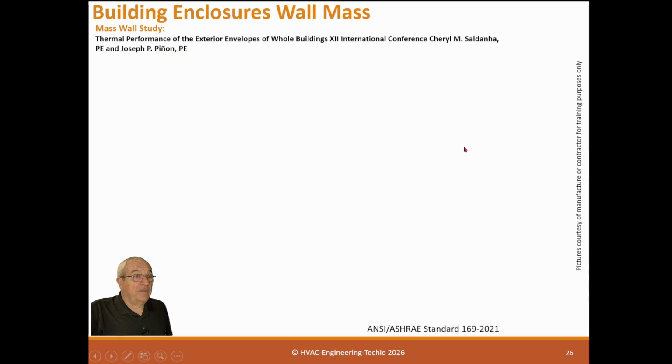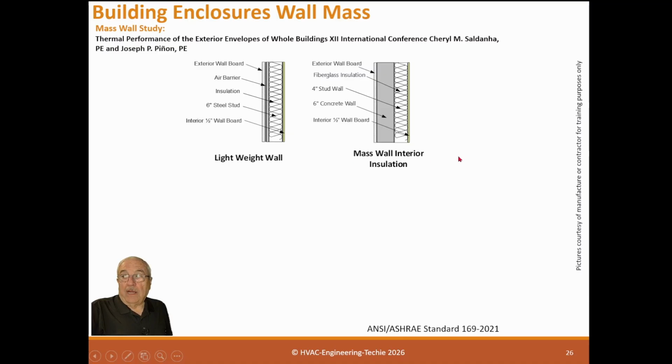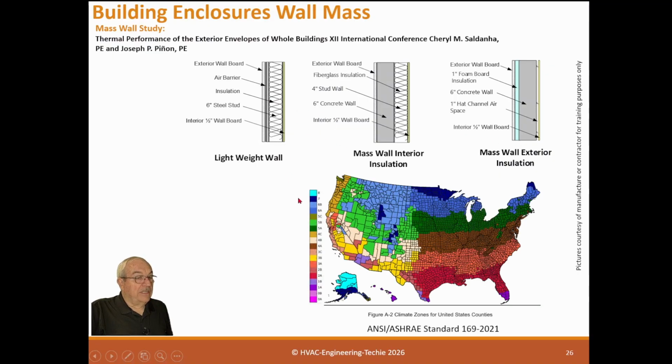So what it did is it took 3 walls. It took a lightweight wall like this, which is a frame wall. Still a good wall. It's a frame wall. It took a mass wall with interior insulation, in other words, a mass wall coupled to the ambient, and then a mass wall coupled to the interior. And it ran computer models on these 3 simulations with all the same input and the same weather data, and plotted the results. And then, of course, it plotted the results for all these different climates.